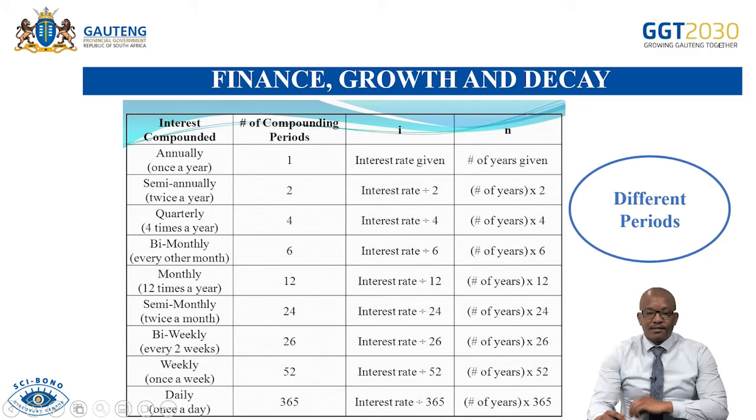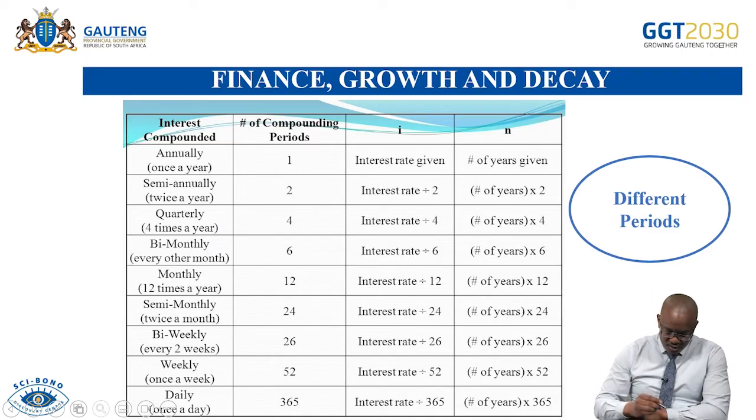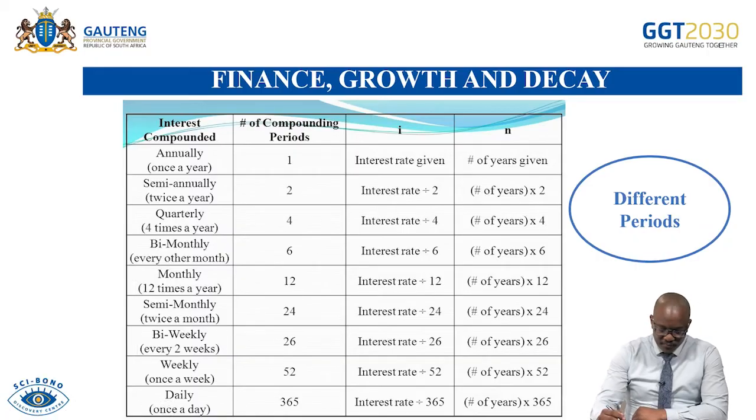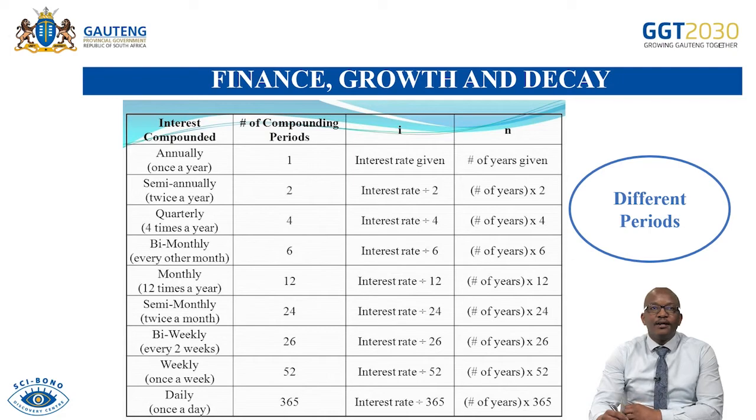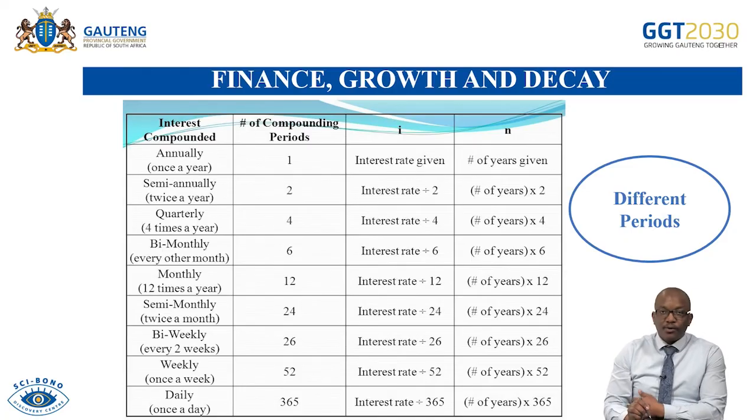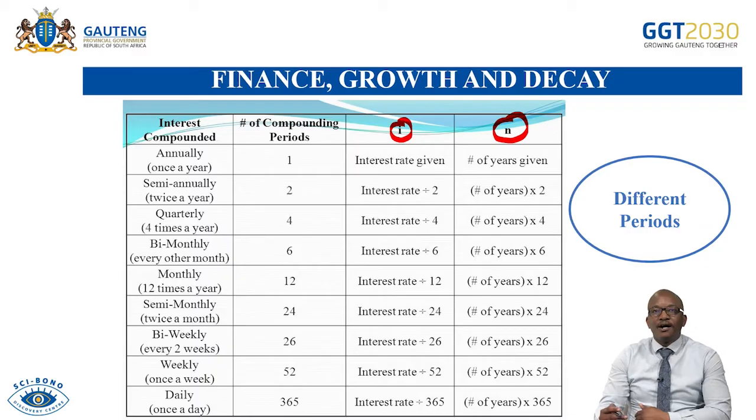Moving straight to our finance of different periods. So here we have a table that explains the different periods on how interest is charged. So now we're looking at our table here. We can see that we have a column there for interest compounded, and also showing in terms of numbers. And then now we can see that when we are dealing with different periods, your I will be affected and also your N, it will be affected. Remember, N is the number of years.